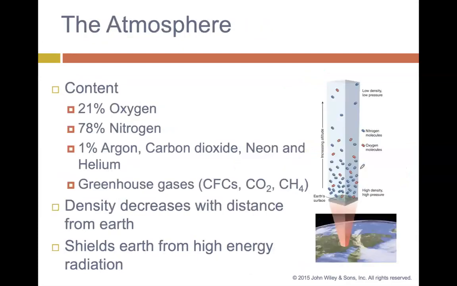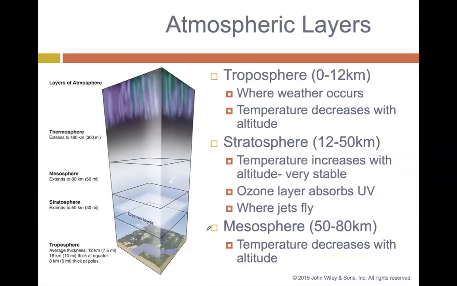The atmosphere. So the content of the atmosphere I mentioned before is mostly nitrogen, next oxygen, and about 1% other gases. There are greenhouse gases that make up the atmosphere as well. And the density of the atmosphere decreases with distance from the Earth. And the atmosphere is really important for shielding the Earth from high energy radiation. As we look at the atmospheric levels, this is really interesting to note.